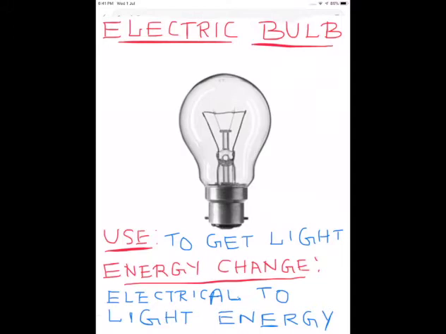So, the main energy the bulb requires is electricity. Therefore, it is electrical energy. When it glows, it gives out light energy. Therefore, the energy conversion is electrical energy to light energy.